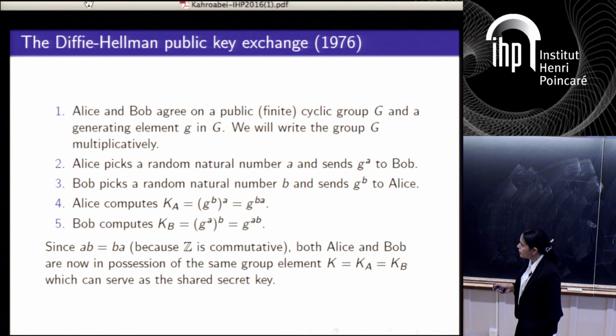And now Alice computes K_A, which is g^(ba). Bob computes K_B, which is g^(ab). And since a and b commute, because they're both in Z, then they're both in possession of the same key.